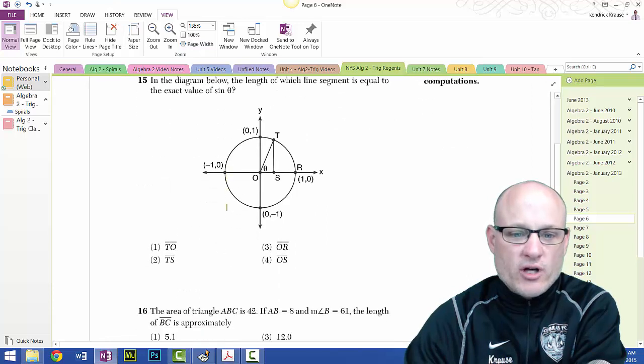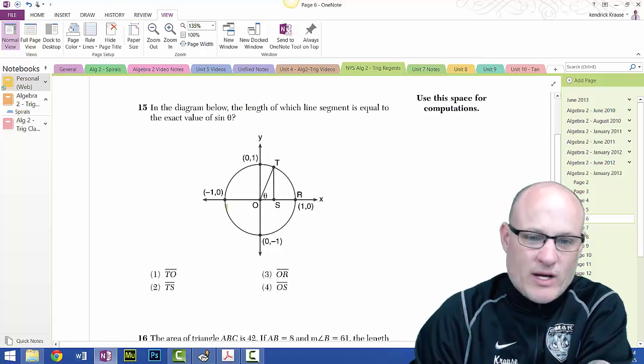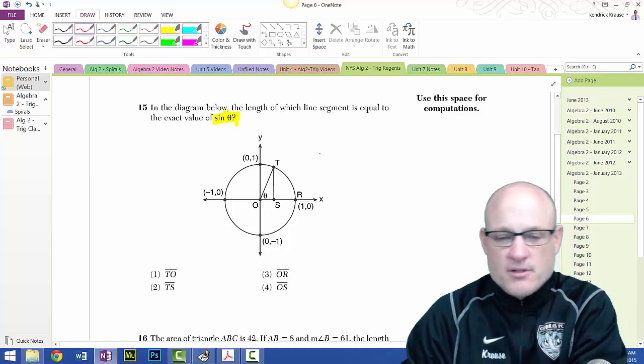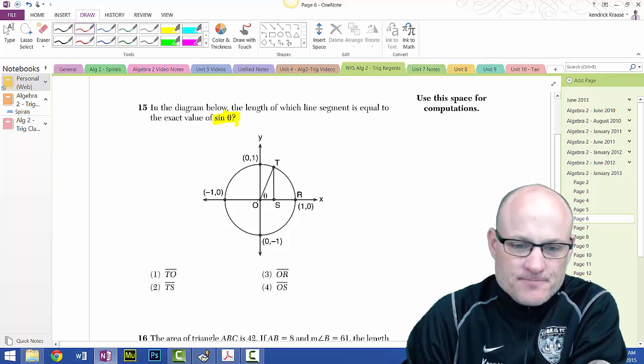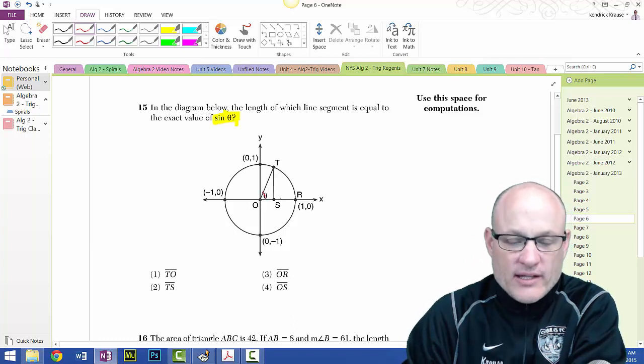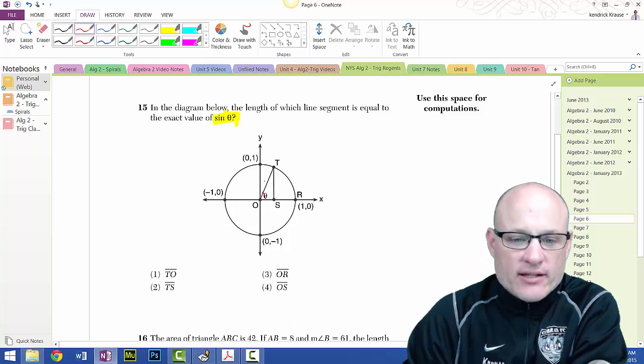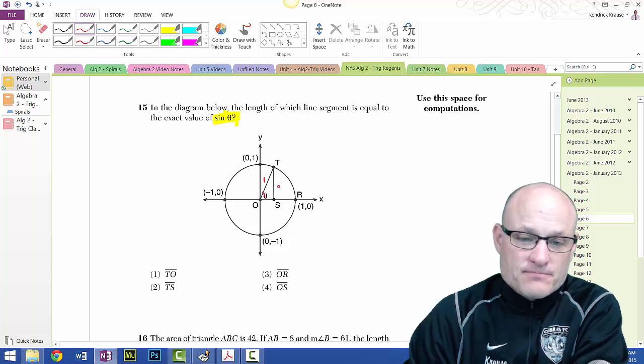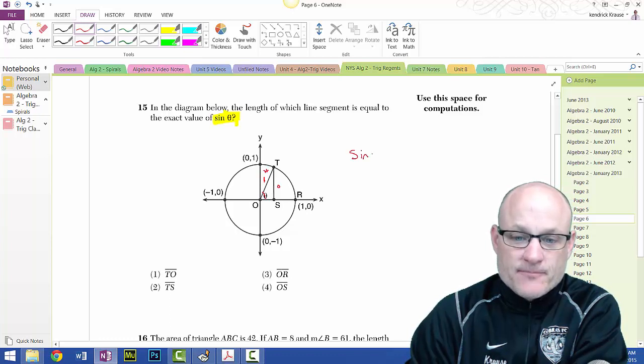So we will start with this problem right here. The question says, what is the sine of theta? Well, here's my angle theta. The one thing you needed to recognize is that the hypotenuse is 1 in this right triangle. And isn't sine opposite over hypotenuse? So sine of theta is equal to opposite over hypotenuse.